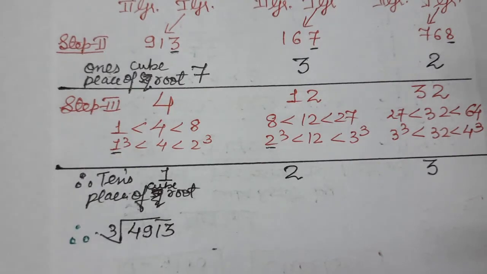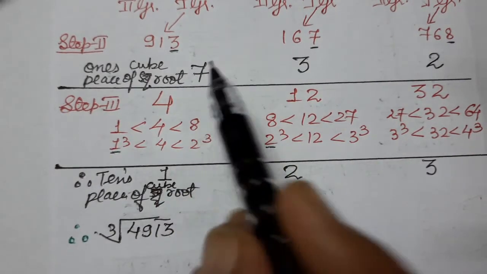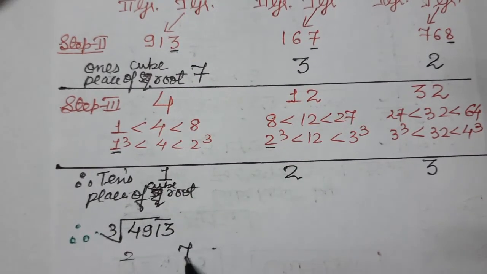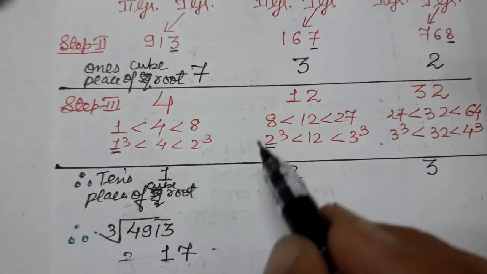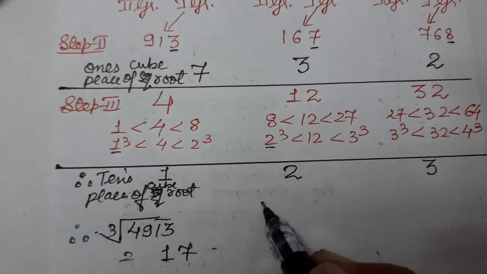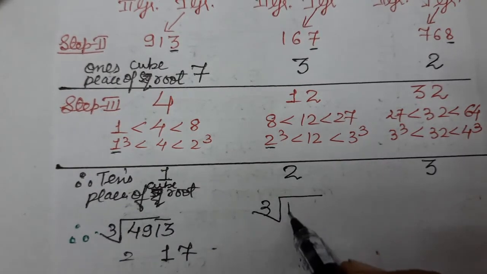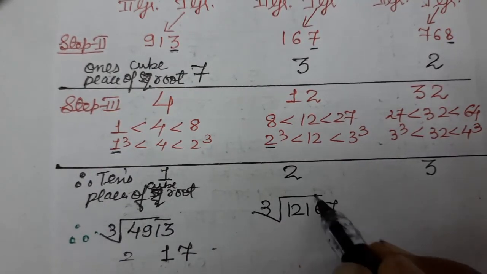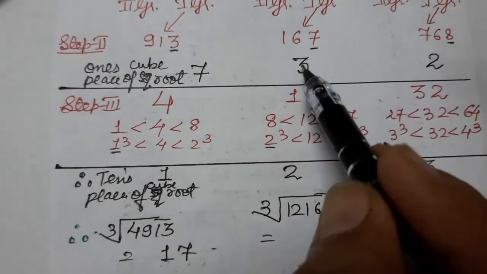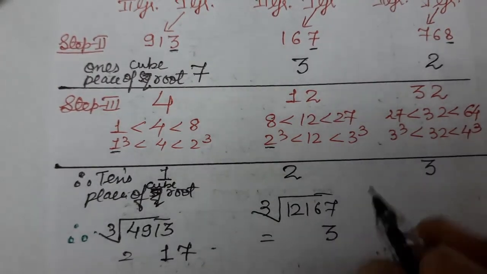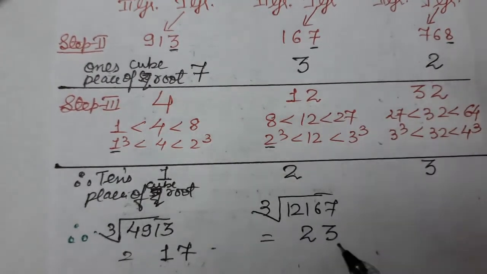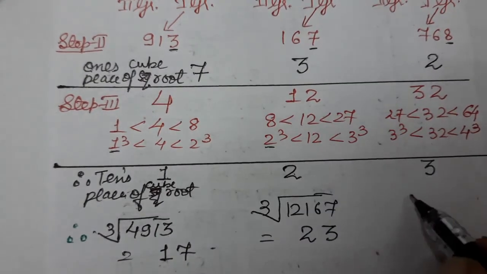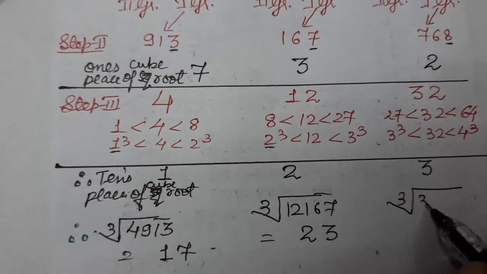So what is the result of the first one? ones place पे कितना है? 7 और tens place पे कितना है हमारा? 1. तो 17 is the cube root of the first one. And what will be the cube root of 12167? सेकंड वाले का क्या है हमारा? ones place पे क्या है इसका? 3 और tens place पे है इसके 2. So 23. And the last one, cube root of 32768.